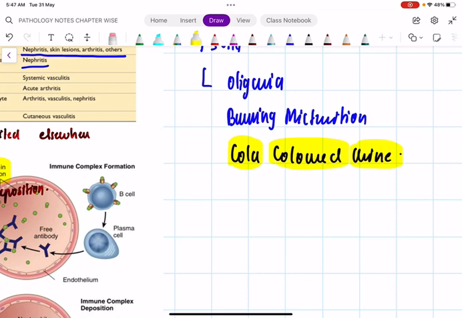The patient will have a history of rheumatic fever. The patient will have a history of fever and sore throat, and later after some 2 to 3 years, the patient will complain of symptoms of nephritic syndrome, and will present with cola colored urine.